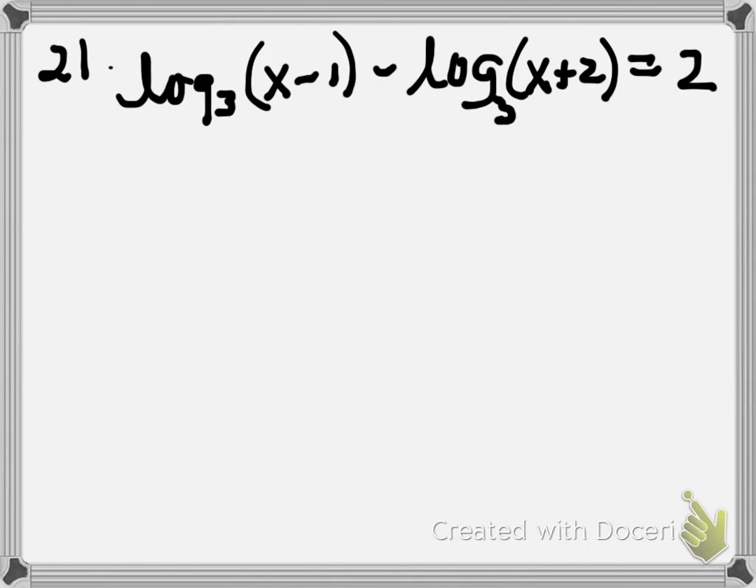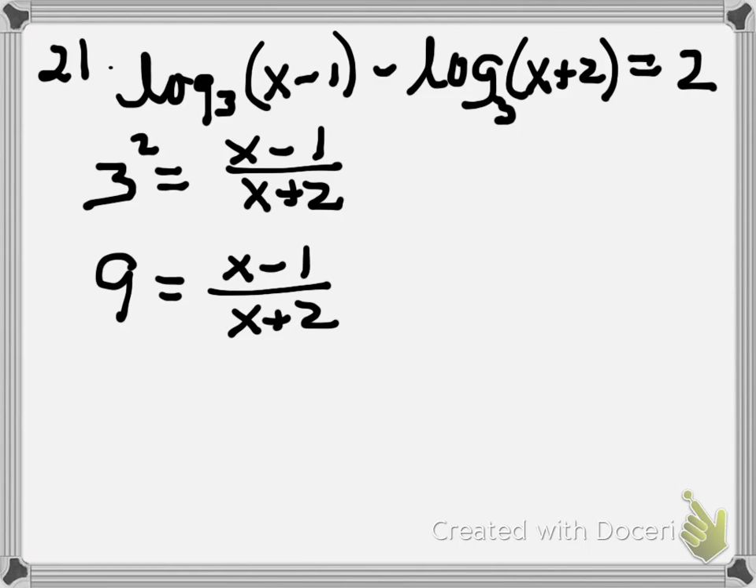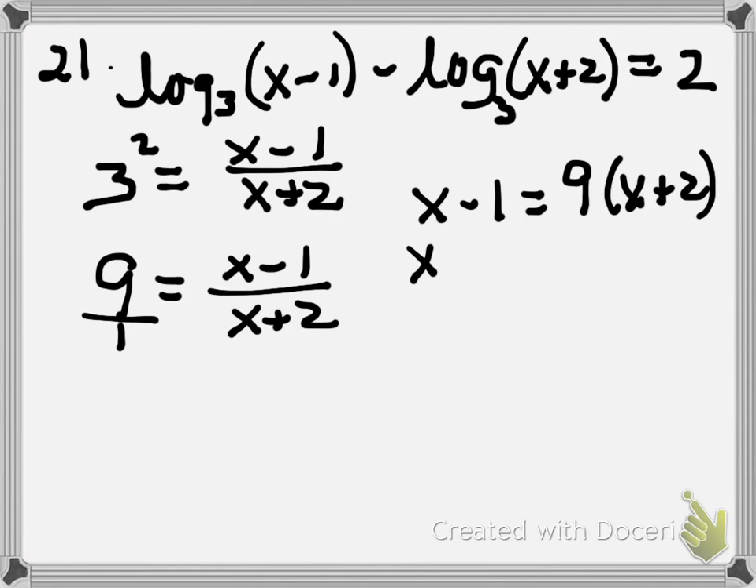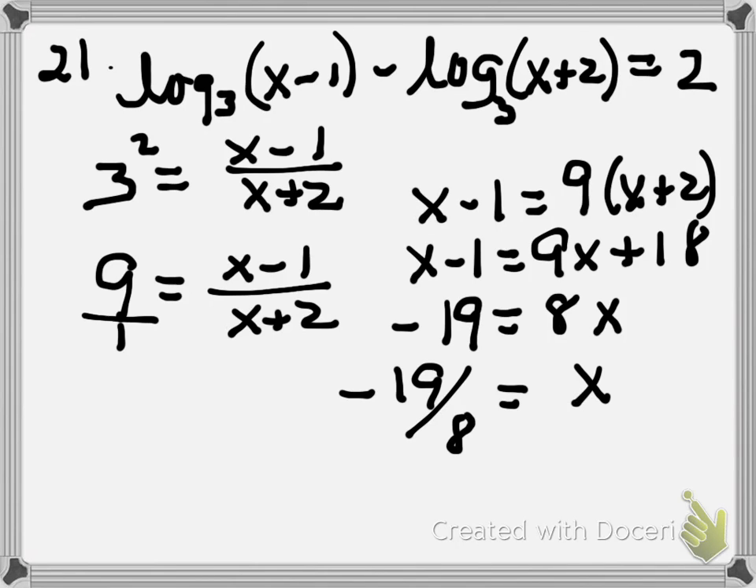So we're going to use the properties of logarithms. 3 is your base, 2 is the exponent, and because this is subtraction, it's x minus 1 over x plus 2. So 9 is equal to x minus 1 over x plus 2, and you can cross multiply. x minus 1 is equal to 9 times x plus 2. x minus 1 equals 9x plus 18. 8x is equal to negative 19. x is equal to negative 19 over 8.